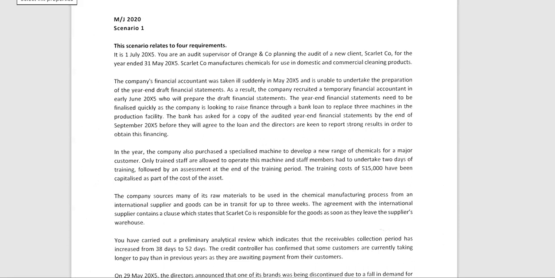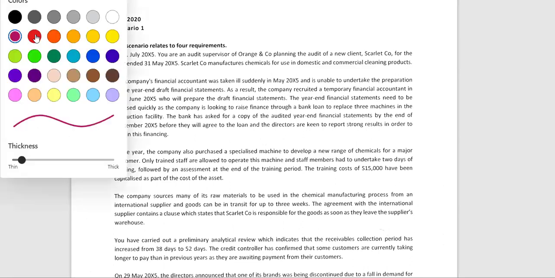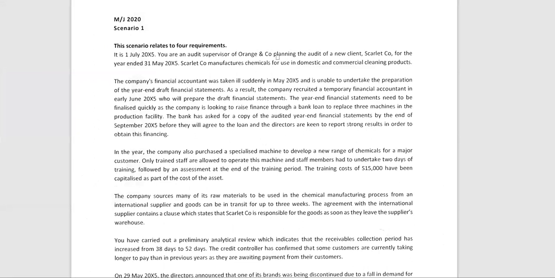So while reading, I'll be telling you what the risk is here and how you will explain the risk, okay? All right, so this is 1st July 20x5. You are an audit supervisor of Orange Company, planning the audit of a new client, Scarlett Company, for the year ended 31st May 20x5. The nature of Scarlett Company is that it manufactures chemicals for use in domestic and commercial cleaning products.